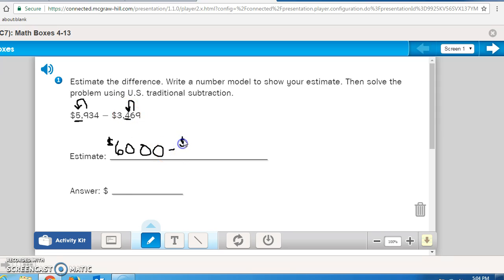I'm going to round 3,469 up to 3,500. In doing this, I'm going to realize that 3,500, I can do the counting up method. By 1,000 is 4,500. By another 1,000 is 5,500. So my answer is going to be 2,500.